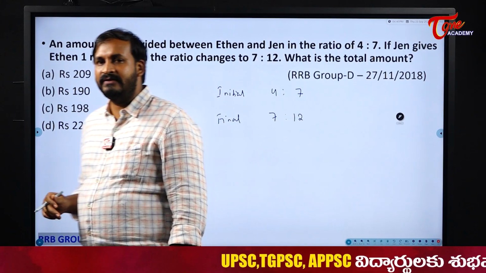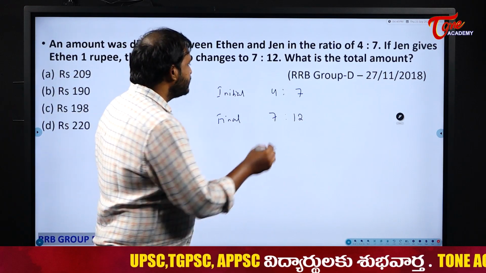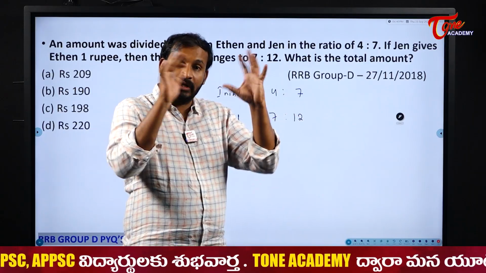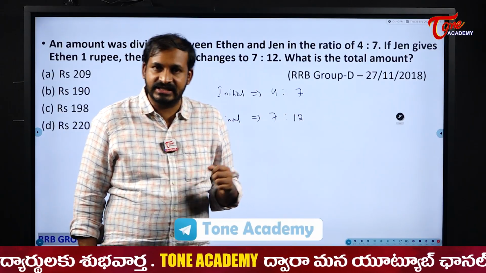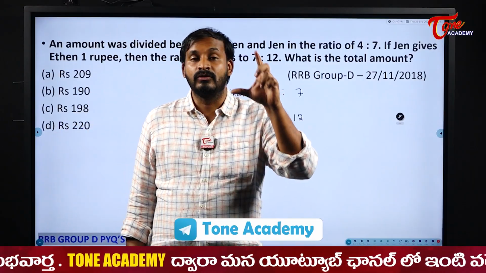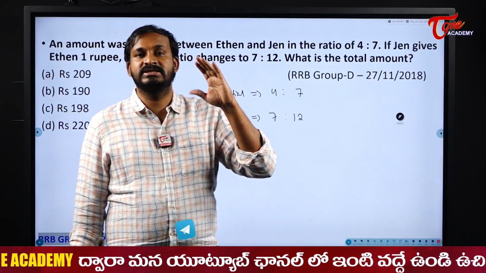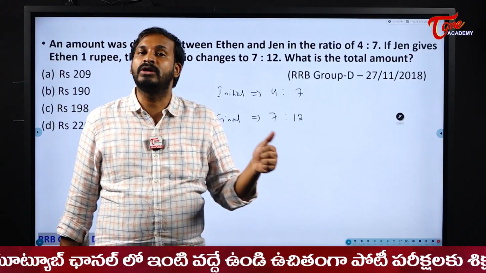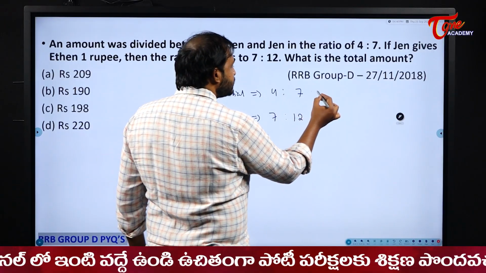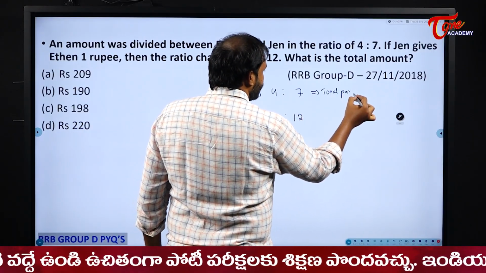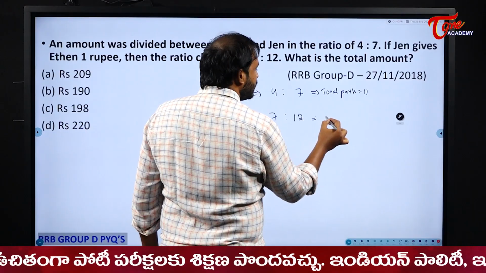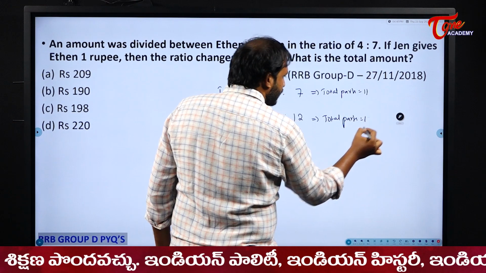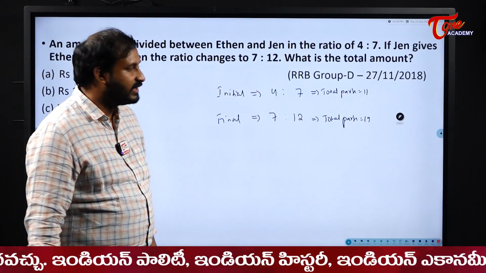Anyway, the total money with them, will it change? Just internally it will change, but as a total money, will there be any change here? No. So already I told you, whenever the same total is divided in two different ratios, what is the first thing I should do? I should equal the total parts in the ratios. What is total parts here? Total parts are 11 in number. What is total parts here? Total parts are 19 in number. Anyway, both are prime numbers. How can I equal them?